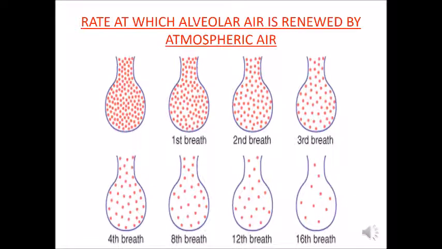Now, this diagram is showing the rate at which alveolar air is renewed by atmospheric air. So it is not like that in a single breath you can completely replace the alveolar air with a new air. It is a gradual process. It is a sequential process. So you can see even up to 16th of the breath, complete renewal of the alveolar air has not completed. So it will occur gradually, breath by breath.